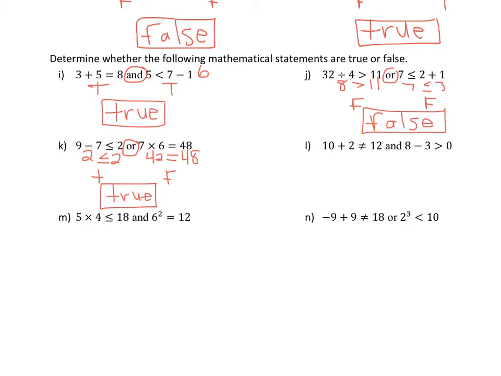Letter L. 10 plus 2 does not equal 12. Well, 10 plus 2 is 12. So 12 does not equal 12 is a false statement. 8 minus 3 is greater than 0. 8 minus 3 is 5. 5 greater than 0 is a true statement. However, this is an "and" situation. So we have false and true. Something can't be false and true at the same time. Therefore, this is also false.